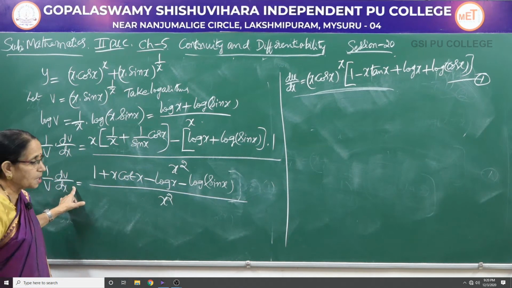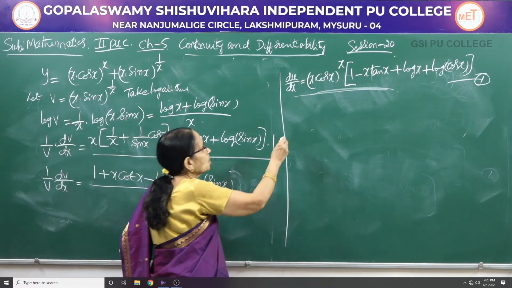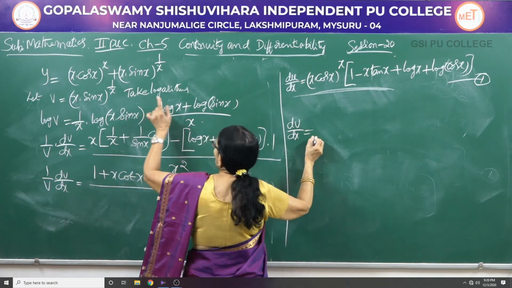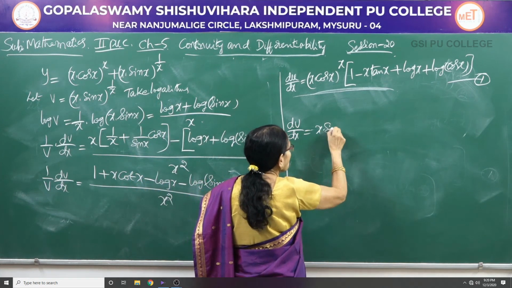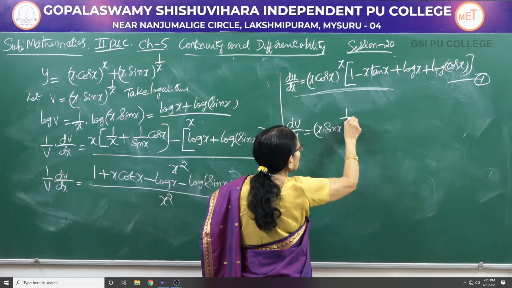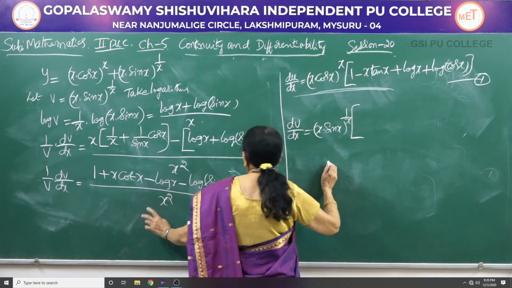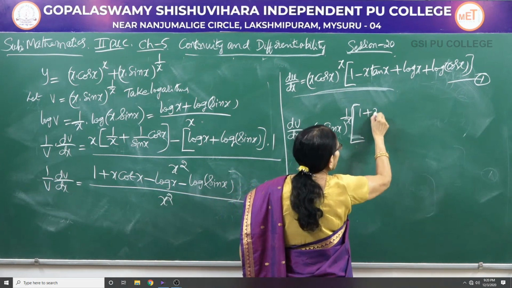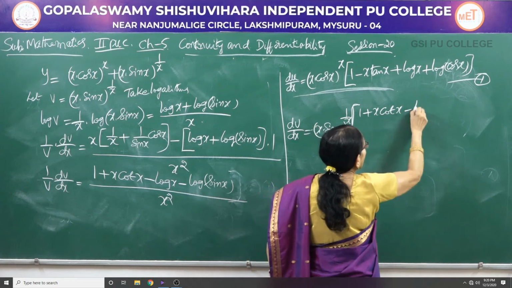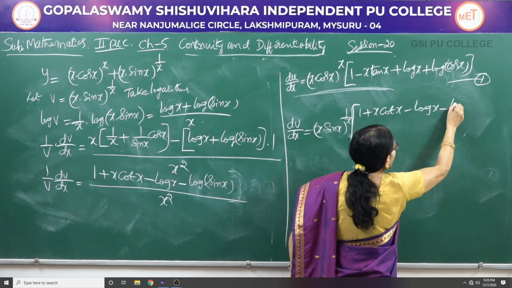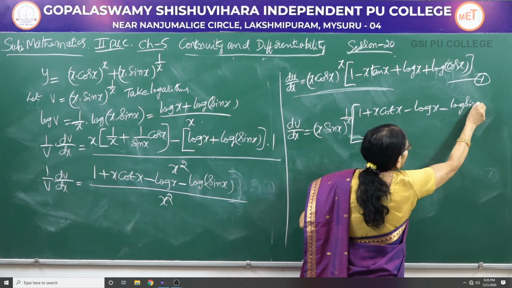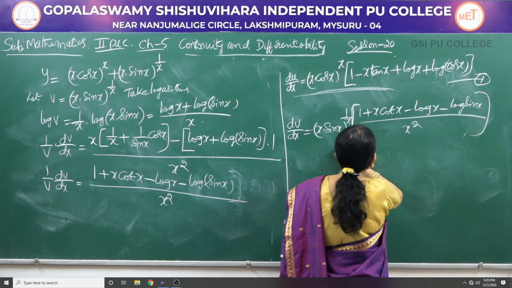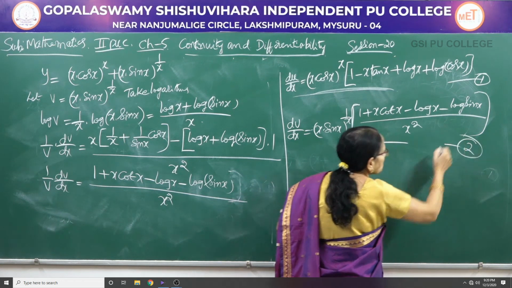Now, this v should be taken to the right hand side. Now, I am writing here dv by dx therefore equal to v. What is v here? Write that value, do not write v here. x sin x whole to the power 1 by x into the entire thing should be written, whole of this one, that is 1 plus x cot x minus log x minus log of sin x whole thing divided by x square. Now, this is the second part.